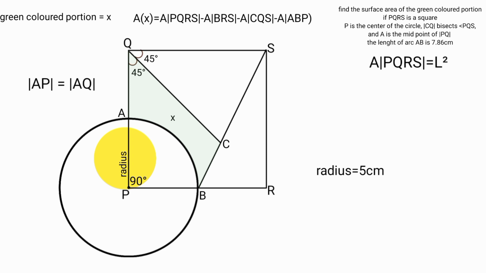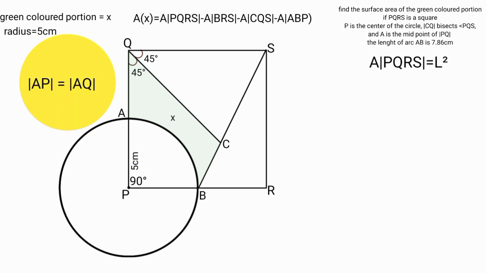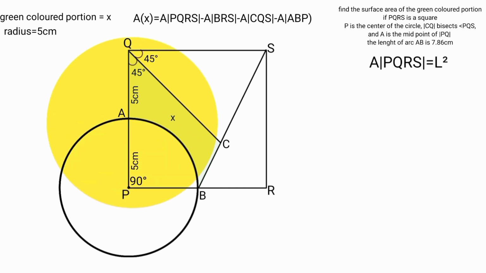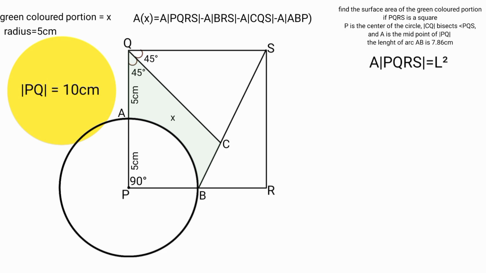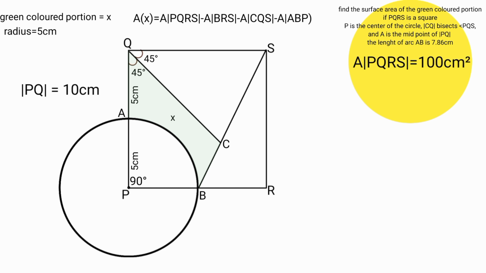And we have here that line AP is a radius, which equals 5 centimeters. So now if you come back here, we have line AP equal to line AQ. So therefore line AQ also equals 5 centimeters. But line PQ as a whole is one of the sides of the quadrilateral PQRS, and the length of line PQ is 5 centimeters plus 5 centimeters, which equals 10 centimeters. So substituting it here now, area of PQRS equals 10 squared, which equals 100. So area of PQRS equals 100 centimeters squared.